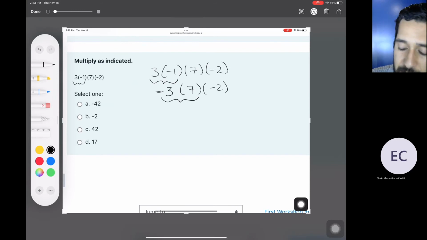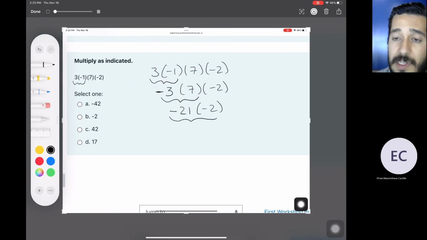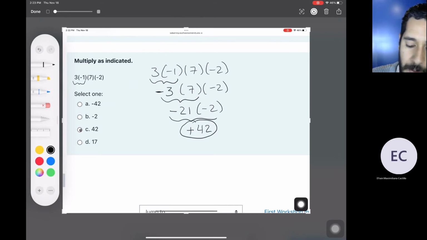Negative 3 times 7, that's negative 21. And I still have to multiply that times negative 2. Okay. And the negative 21 times negative 2, those are two negative numbers. When you multiply these two, you're going to get a positive result. And you just multiply the magnitudes. So 21 times 2, that should be 42. So this is the number that I'm looking for, positive 42.